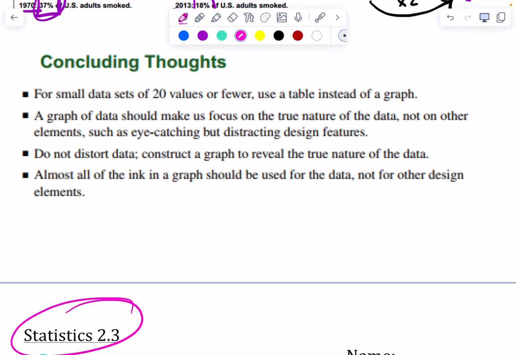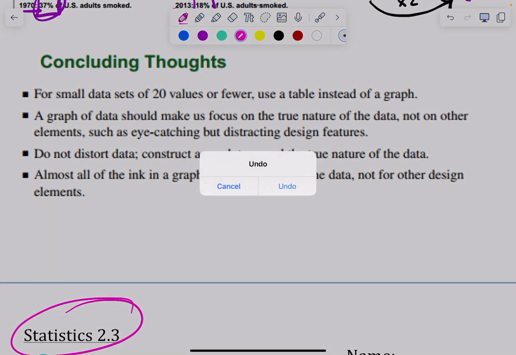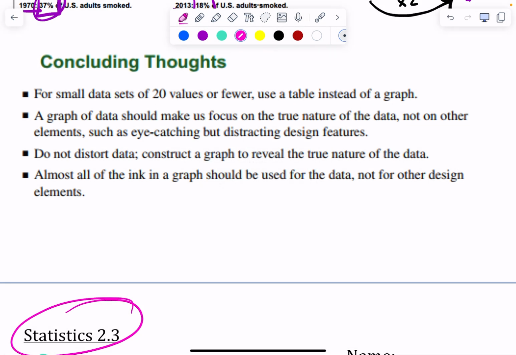Concluding thoughts, and then we'll talk homework. Here are the concluding points. I think you had a question like this on your homework assignment. For data sets that are 20 or fewer, use a table instead of a graph, right? One of the questions said, here is your data set, why would we not put that in a histogram? Because it's not enough data. Do you remember that question? If it has 20 values or fewer, just leave it as the table. It's better for me to look at as a table, right?